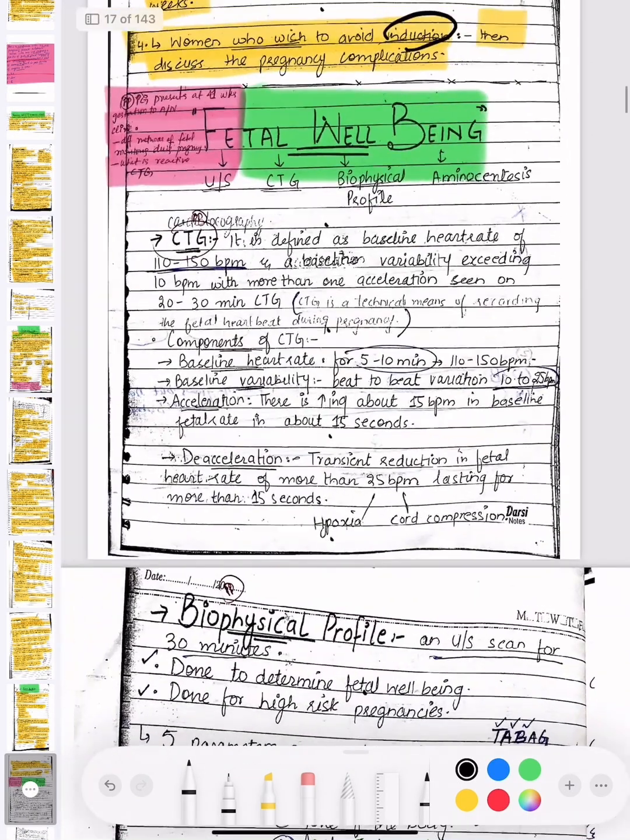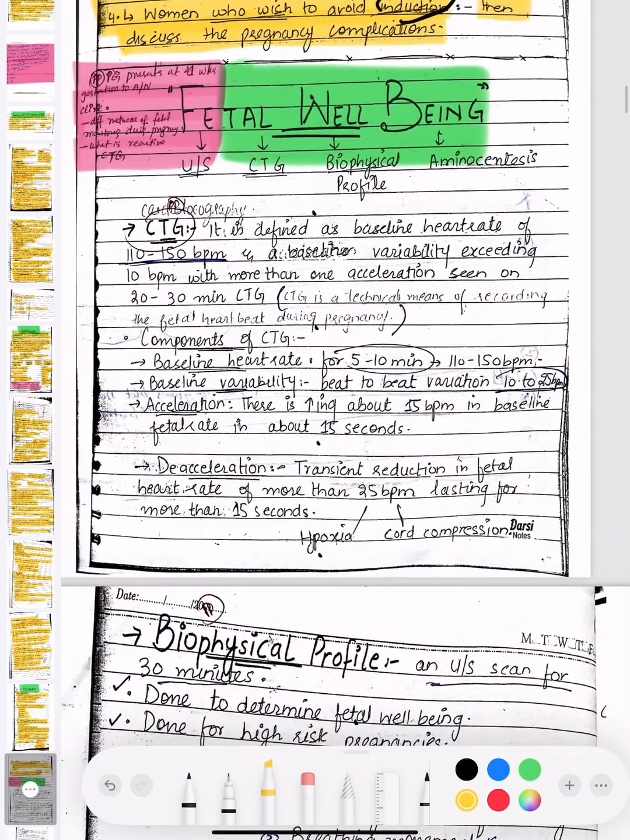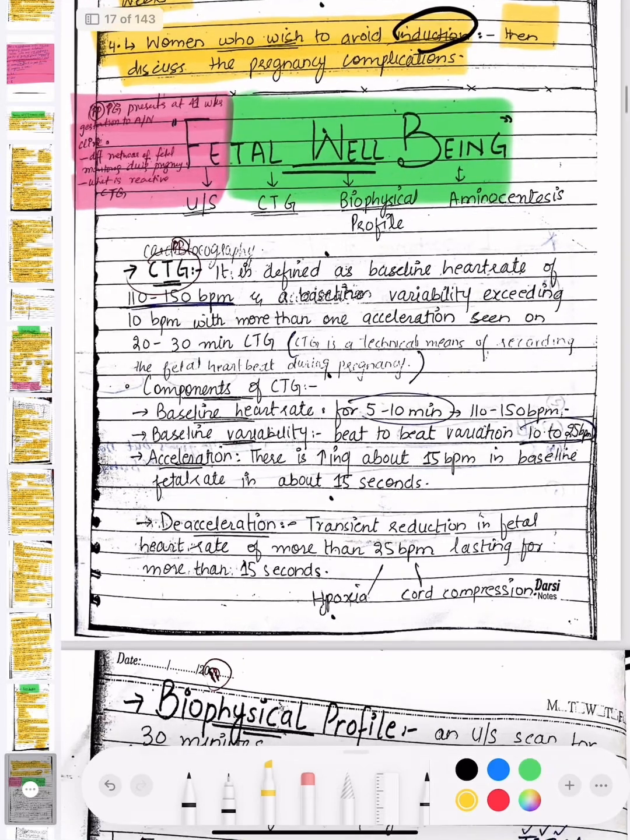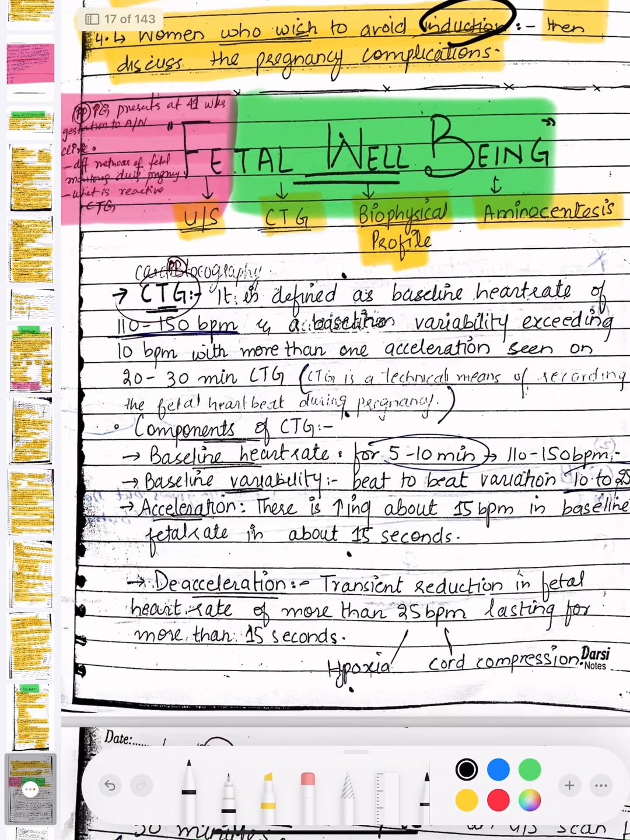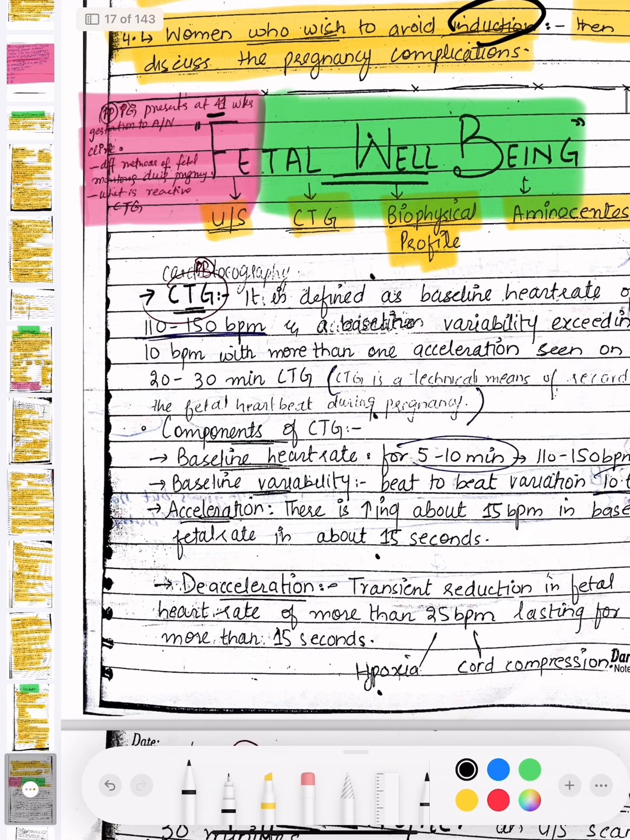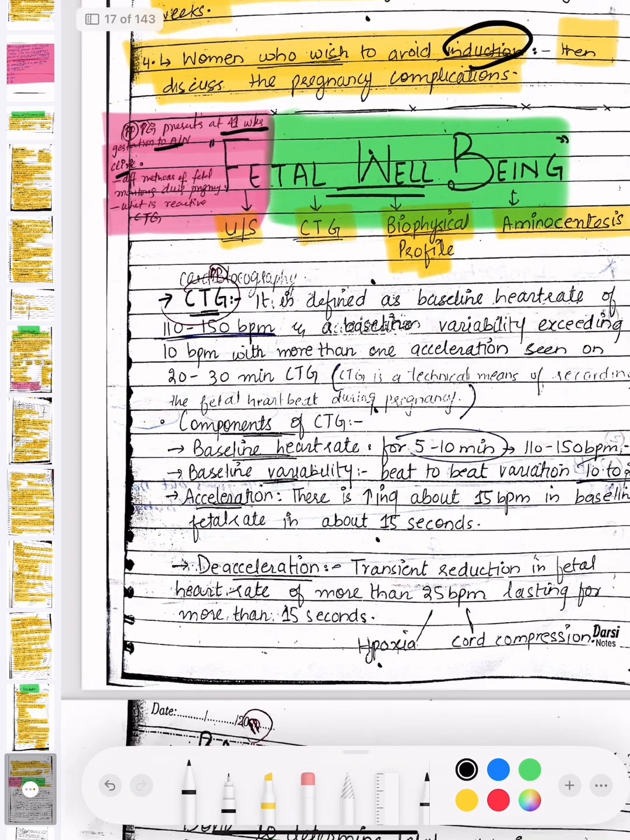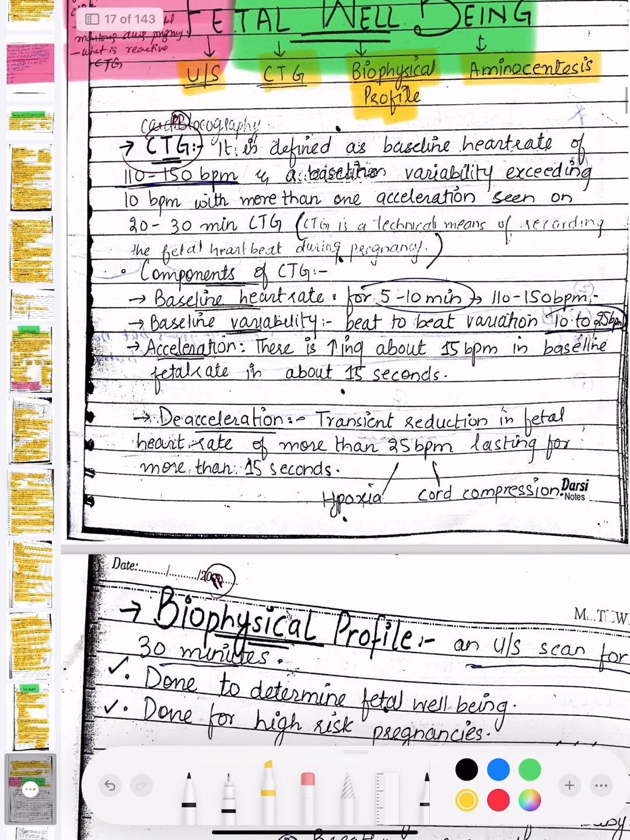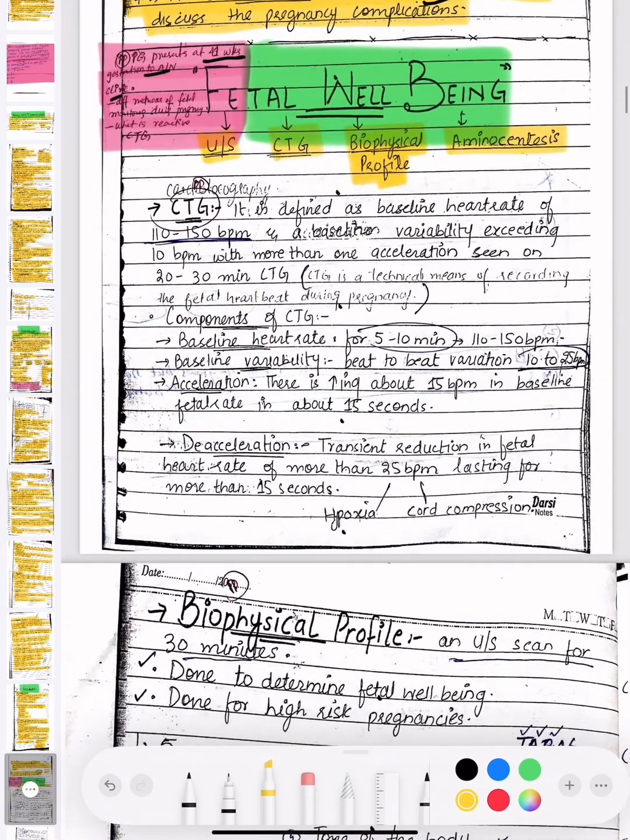Okay, now we will be discussing fetal well-being. For fetal well-being, we will do the ultrasound, the CTG, the biophysical profile, and the amniocentesis. We have a scenario where a pregnant woman presents at 41 weeks gestation to the antenatal clinic. We will discuss the different methods of fetal monitoring during pregnancy, and what is reactive and what is CTG.